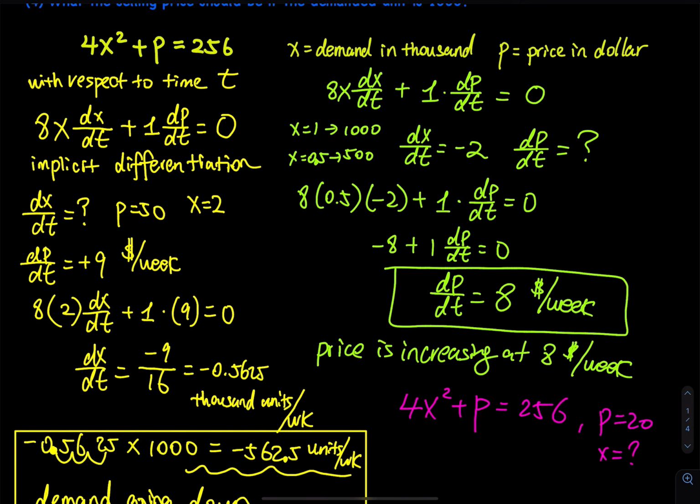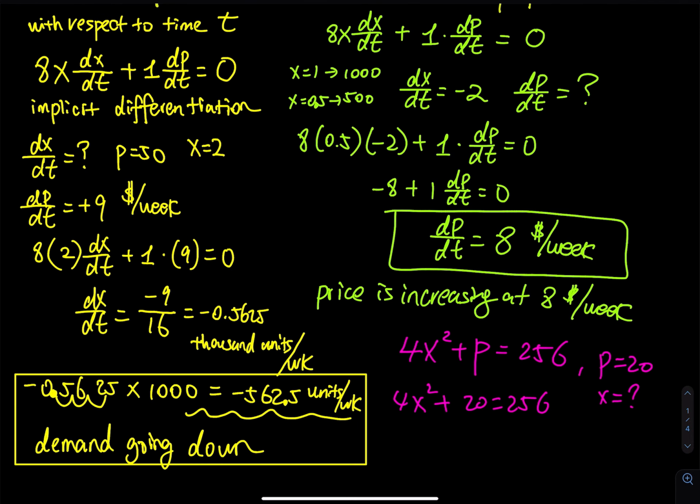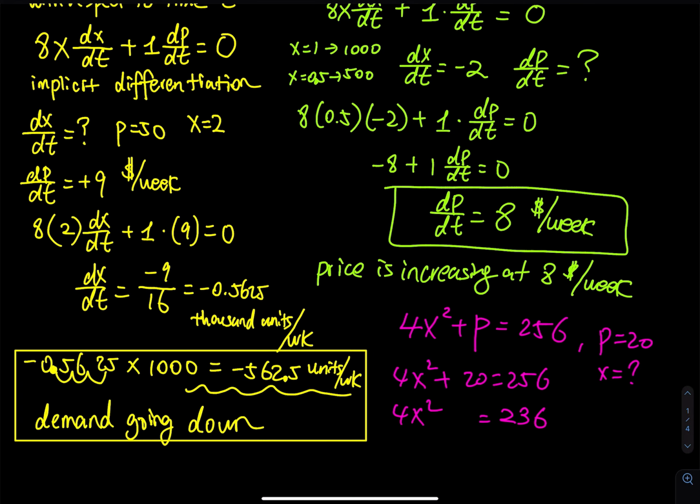So all you have to do is solve for x. We don't know x. So this is 4x squared plus 20 equals 256. So we have 4x squared equals 256 minus 20, which is 236. And then we take 236 divided by 4. So x squared is equal to 236 divided by 4, that is equal to 59, right?